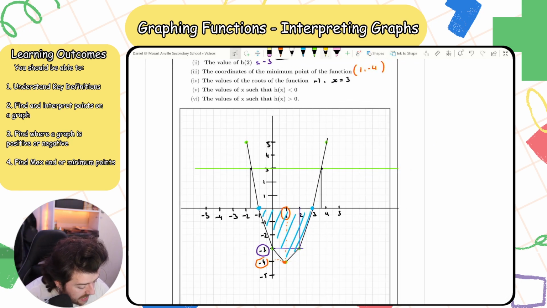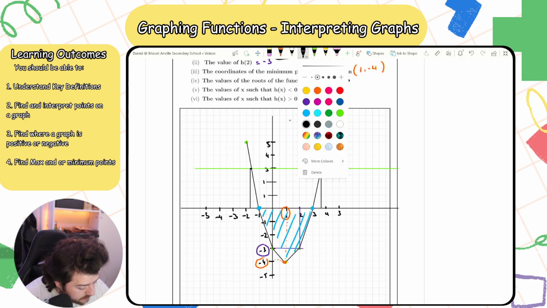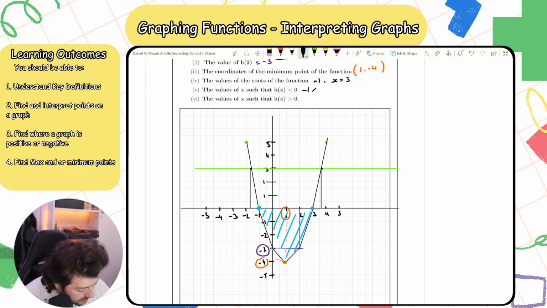So I need to write that as an interval. That's going to be minus 1 is less than x, which is less than 3. And that is when the function is negative.